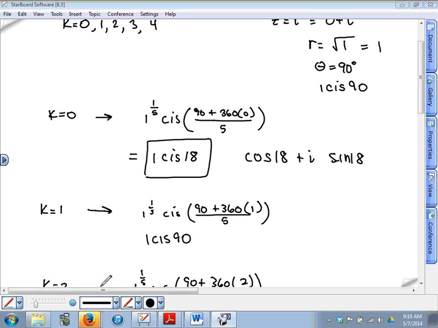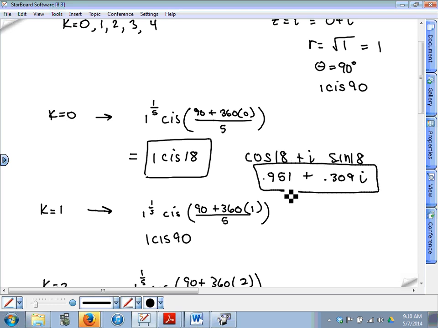Quit freaking out. What's the cosine of 18? Quick. It's a decimal, so just give me 0.951. What's the sine of 18? 0.309. You'd have to go through and change each one of those back into standard form. And some of them aren't very nice angles, so just use your calculator and round it to a couple decimal spots. Okie dokie. Okay.